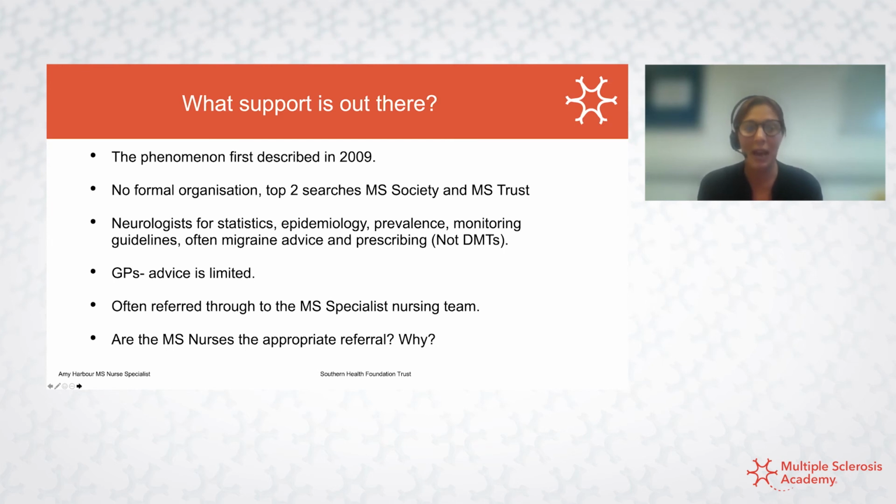As for other support, people would get a lot of support through their neurologist. This is often statistics, epidemiology, prevalence, and monitoring guidelines. And a lot of it is quite overlinked with migraines, and so the advice and the prescribing is for those, but not DMTs. People can go to their GPs for advice, although this is often quite limited because it is relatively new and there's not as much research into it, and the general public don't know much about it, as it is rare.